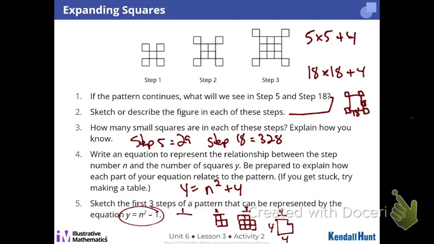Yeet. What is the plural? Yeets. That is not the plural. Yeet. Not the plural.